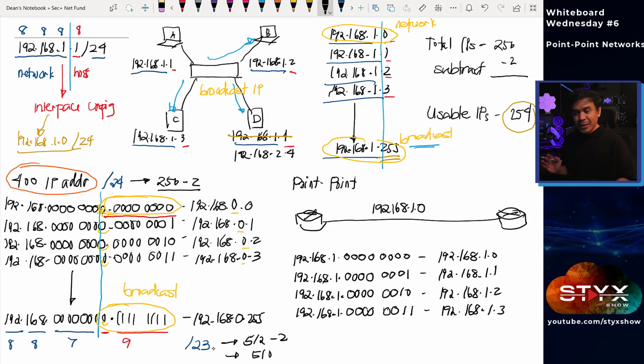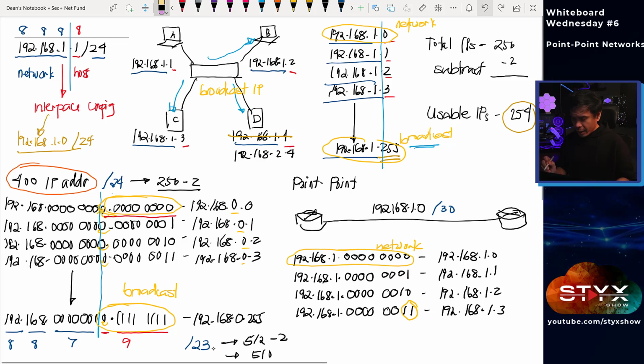And even if we have four IP addresses, in point-to-point networks our network address and broadcast address still apply. What do you mean? This is still called the network address. As a matter of fact, I will use /30. This is the network address using the /30 prefix. Now for the broadcast, you see this? Let me erase this and correct it.